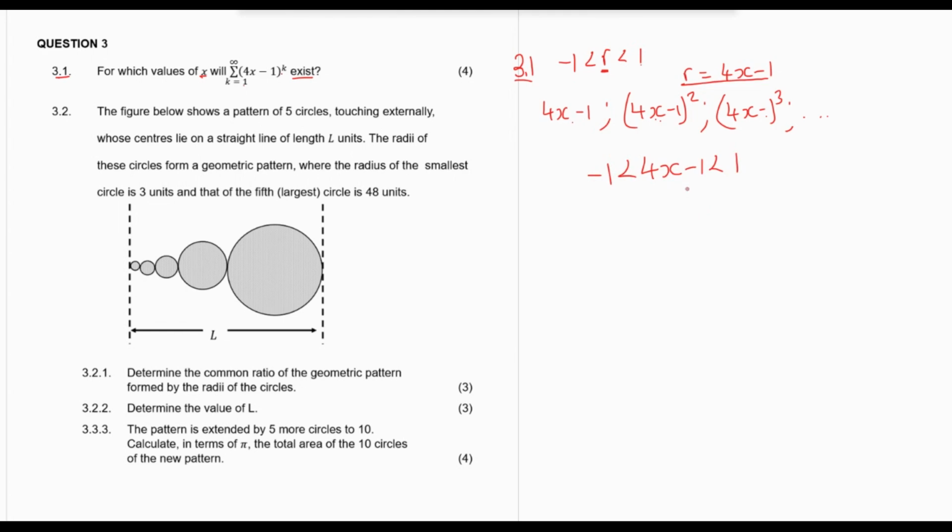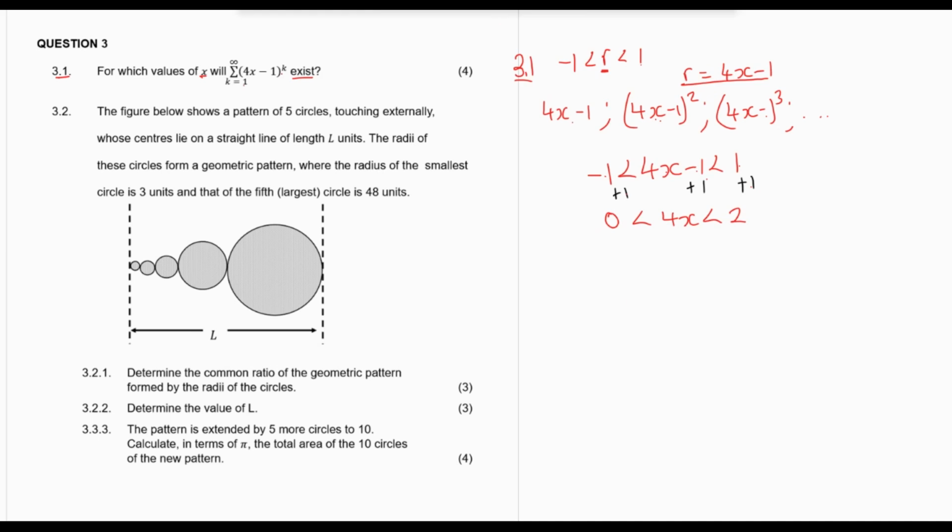Okay, so what you do here, we add 1 on both sides. So it means we add 1 everywhere actually, right? So it means here is plus 1, plus 1, plus 1, right? And then what we get, -1 plus 1 is 0, less than 4x minus 1 plus 1, we remain with 4x, and then less than 1 plus 1 is 2, right?